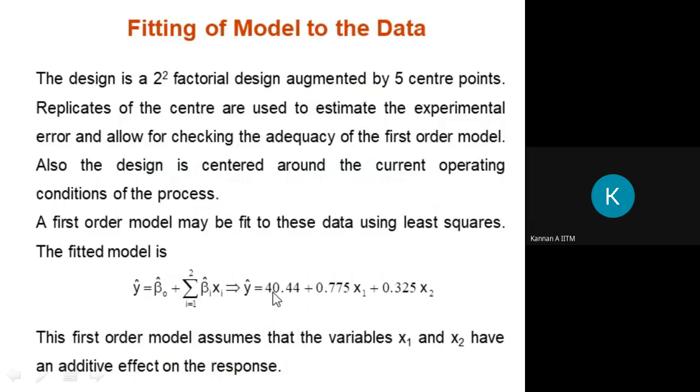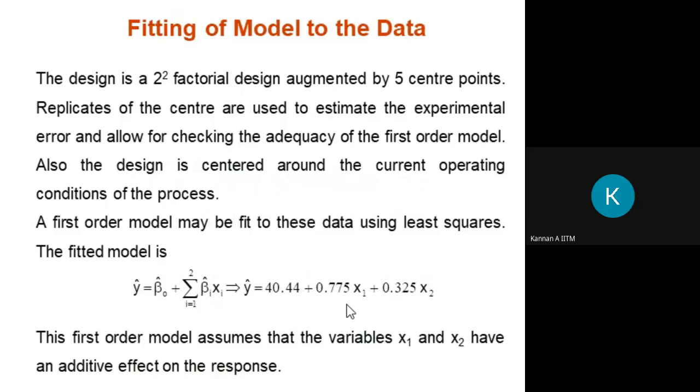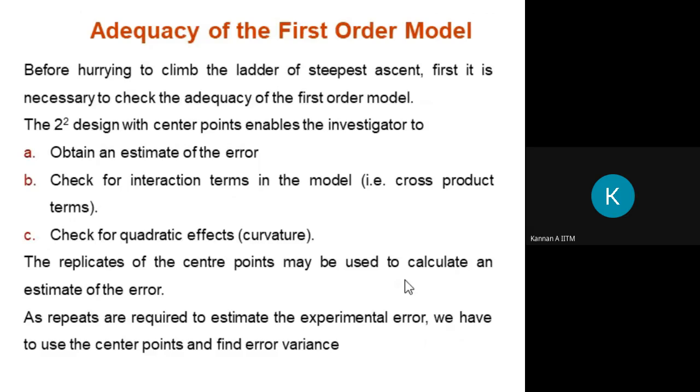So after you fit a linear regression model, y hat predicted will be 40.44 plus 0.775 x1 plus 0.325 x2. So you can see that now the time is having more effect than the temperature. x2 was temperature, I guess. Yeah, x1 was time. So x1 is having more effect because these are all in coded form, and time is having more effect than temperature. Okay, let us move forward.